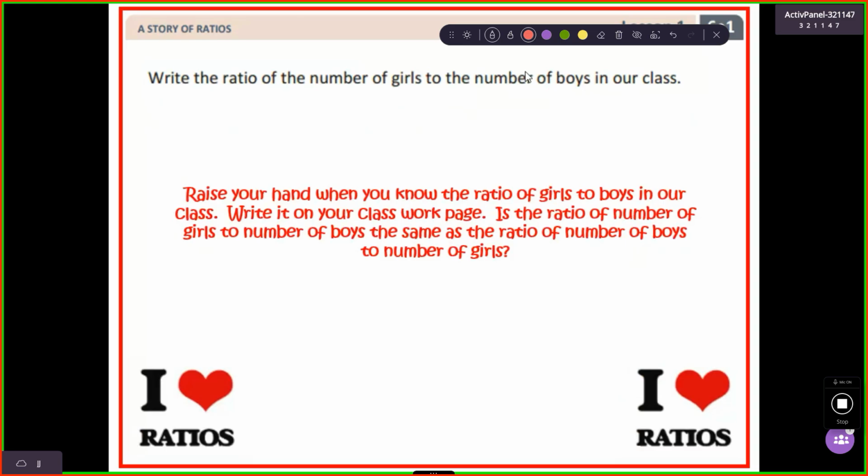What did we say we had for girls? 9. What did we say for boys? 8. So what did they do with the parts? All they did was switch it around. Is this hard? No, but order matters. If you do not write it in the correct order that it says, if you don't match your categories with your numbers, you don't match the parts with the numbers, it will be incorrect. Get it? Got it? Good. Okay, so 9 to 8, 9 over 8, and 9 to 8.